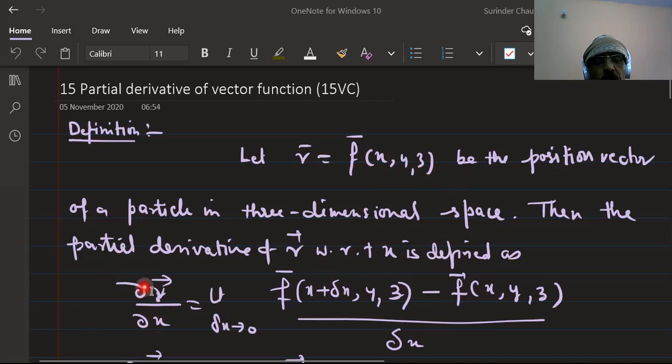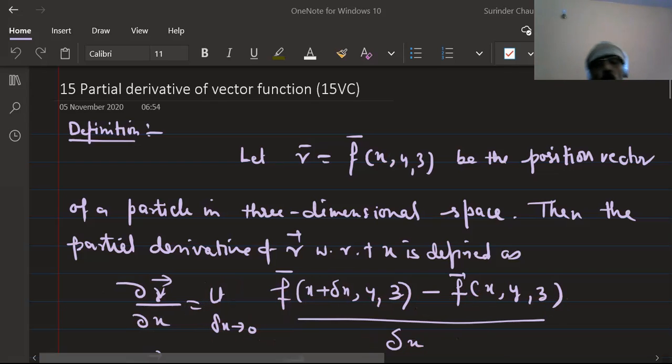So the partial derivative of R is curly R upon curly x. In place of d/dx we write the partial derivative. So this is equal to the limit, where the change will be in the x component only. The partial derivative of R vector with respect to x is equal to the limit as delta x goes to 0 of f vector of (x plus delta x, y and z remain the same) minus f vector of (x, y, z), upon delta x.